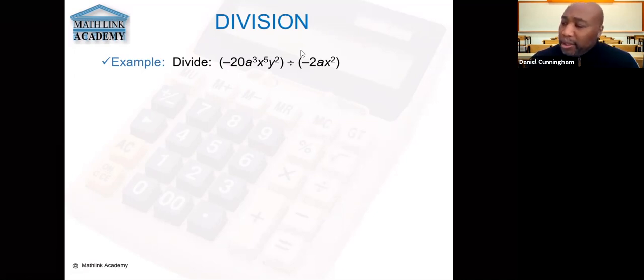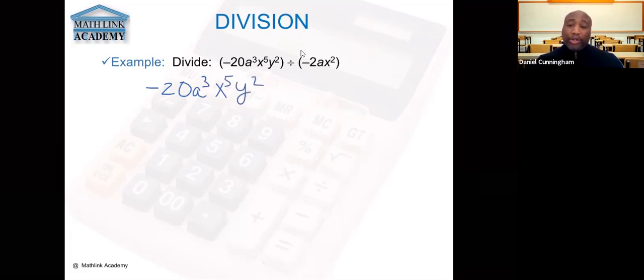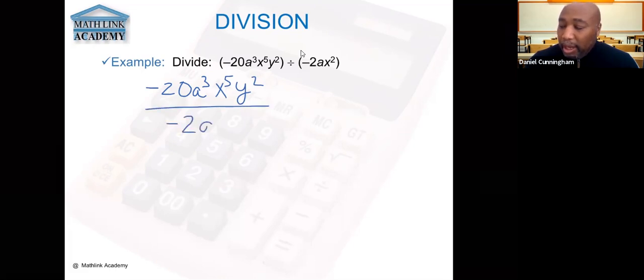Now, for division, I'm going to show you one way you can look at it and how to do this particular way. I'm going to rewrite this. We got negative 20a cubed x to the fifth y squared. That's just one term. There's no addition, subtraction. We had addition, subtraction in there. That gives us more than one term, but that's just one term. And I'm going to write it like this, divided by a negative 2ax squared. Okay, so I'll write it that way.